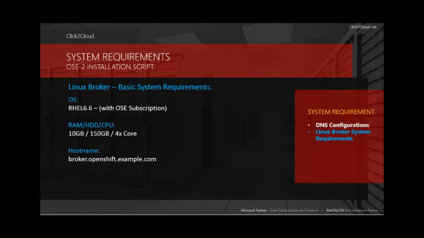For system requirements, we are using the OS and other parameters as shown on the screen. We are using a Red Hat Enterprise Linux 6.6 with OSE subscription for OS. The RAM used is 10 GB with 150 GB hard disk and 4x core processor. This configuration being used for demonstration is not the minimum requirement. For host name, we are using broker.openshift.example.com.